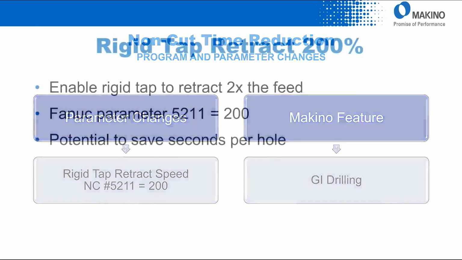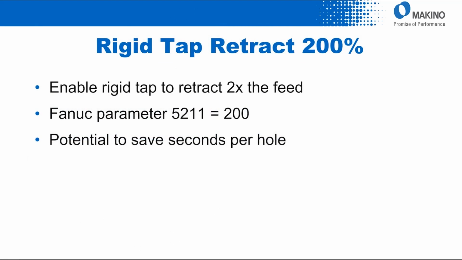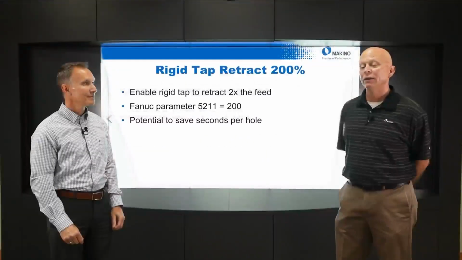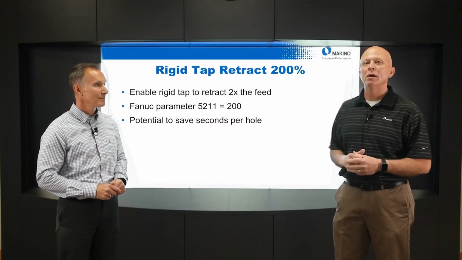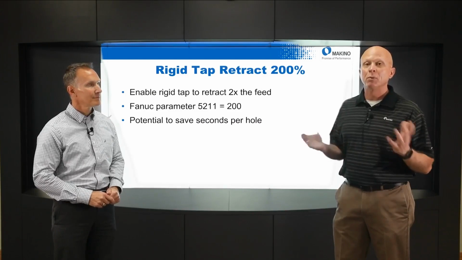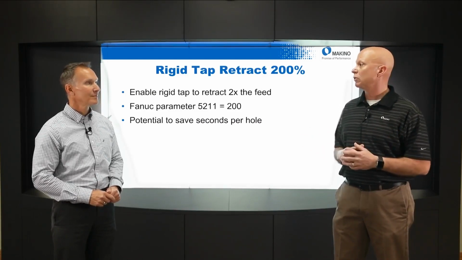So talking about the rigid tap parameter change, that's FANUC parameter 5211, and that is for the retraction of your tap after you tap the hole and it's coming out. And you can control the percentage of feed coming out of that hole. This is a standard FANUC parameter. Now, this is not a Makino specific parameter, so this should be applicable to any of your FANUC-based controls.